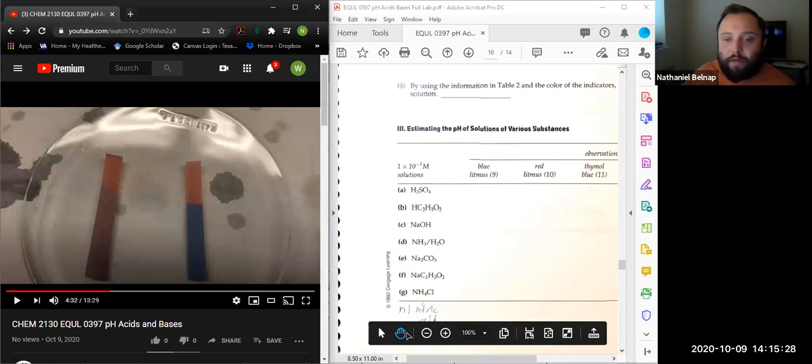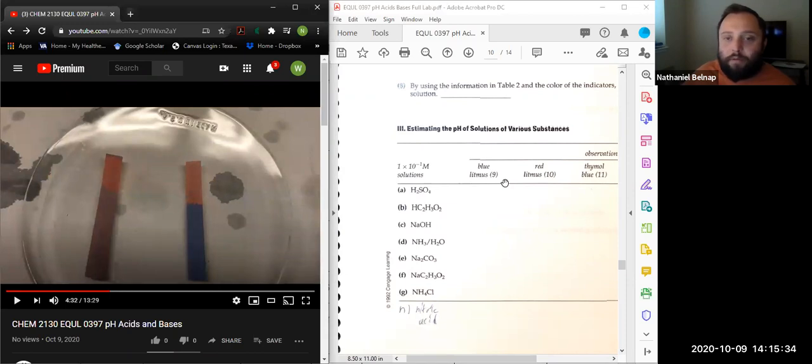So here we see for H2SO4, we see that the litmus paper turned red, the blue one did. And the red litmus paper just stayed red.